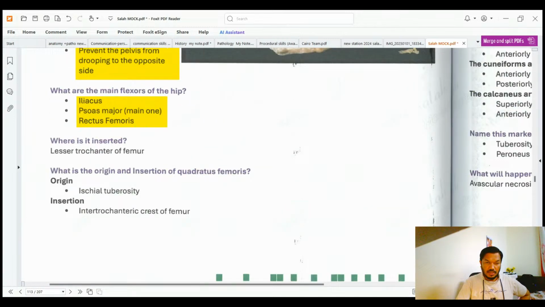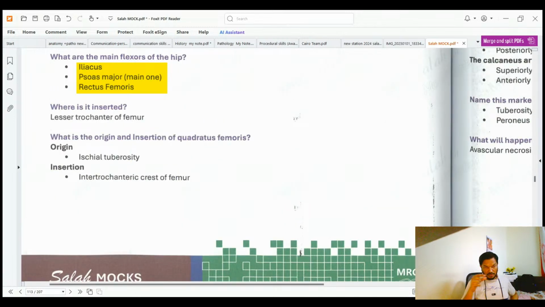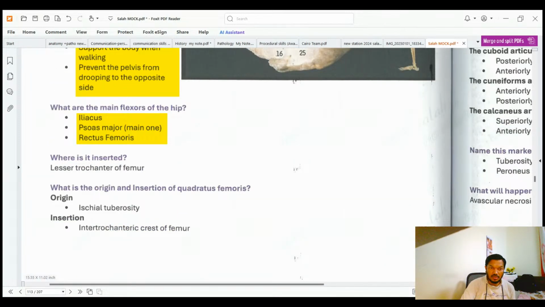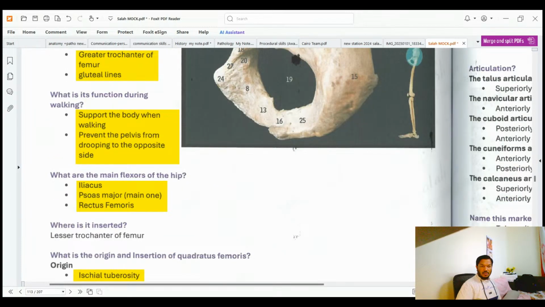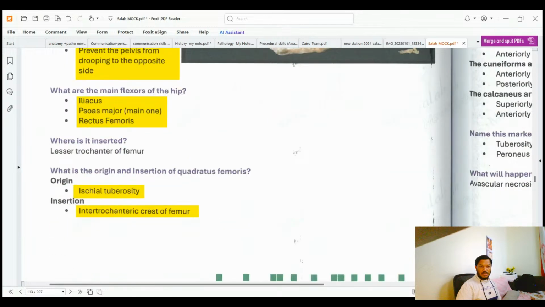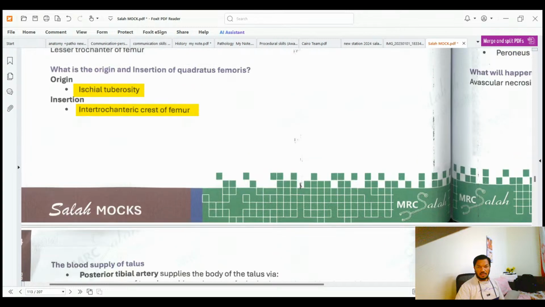What is the origin and insertion of the quadratus femoris? Quadratus femoris originates from the ischial tuberosity and inserts into the intertrochanteric crest of the femur. Very important.